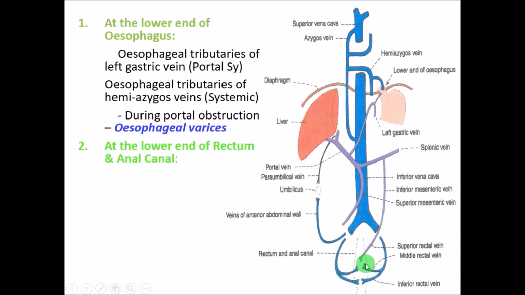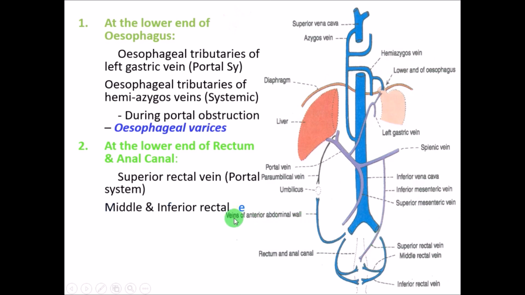Here, the portal veins will be coming from the superior rectal vein. The superior rectal vein drains into the inferior mesenteric vein, and from there into the splenic vein and into the portal vein. But the middle and inferior rectal veins are systemic veins, that is, they drain into the branches of the inferior vena cava. Okay, so there is communication between the portal vein, through the superior rectal vein, and the systemic vein, through the middle and inferior rectal veins.